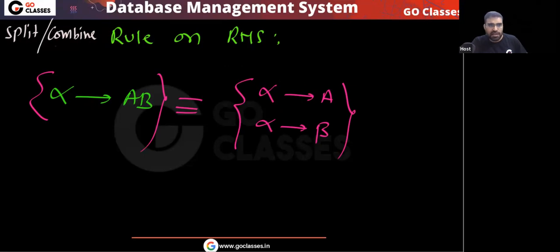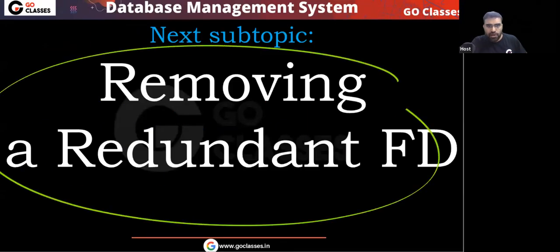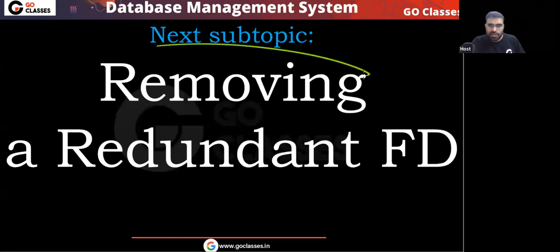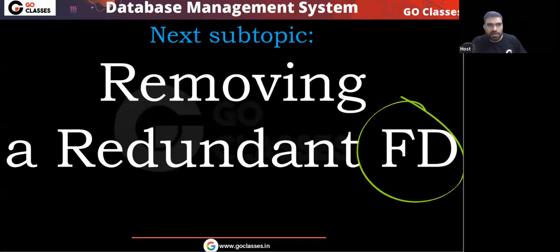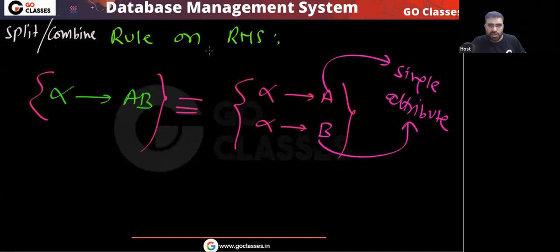So you can split such that you have a single attribute on the RHS. This is a single attribute. Also, this is a single attribute. Is this clear? Our next subtopic is removing the entire FD, the redundant FD. But before that, make sure that the RHS of every FD has a single attribute. You can split on the RHS.